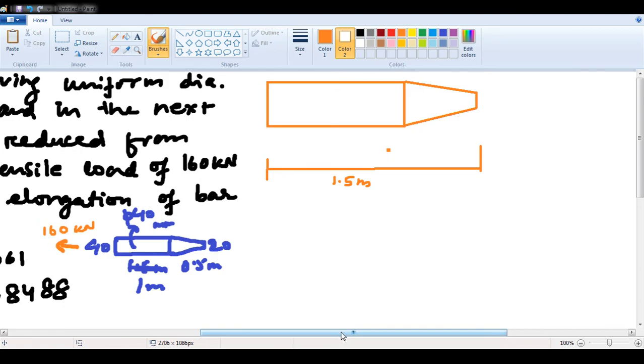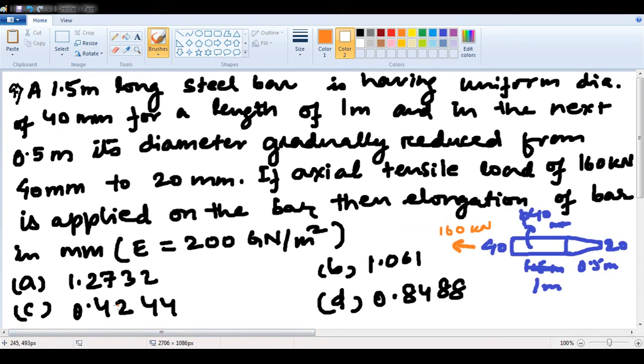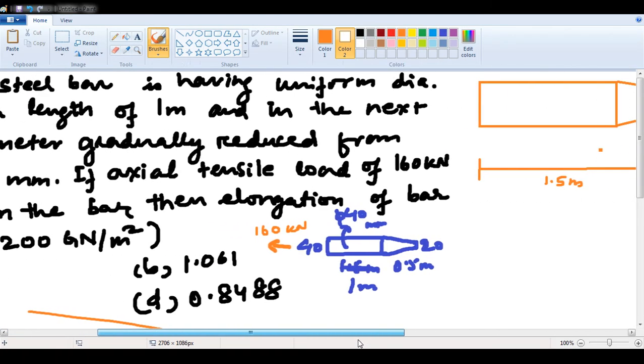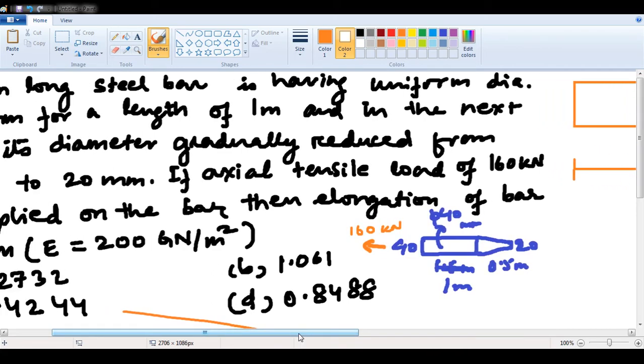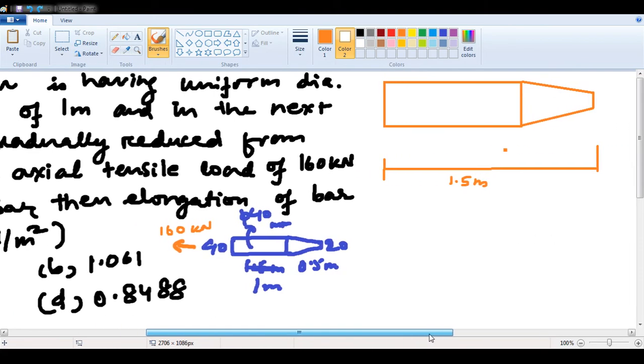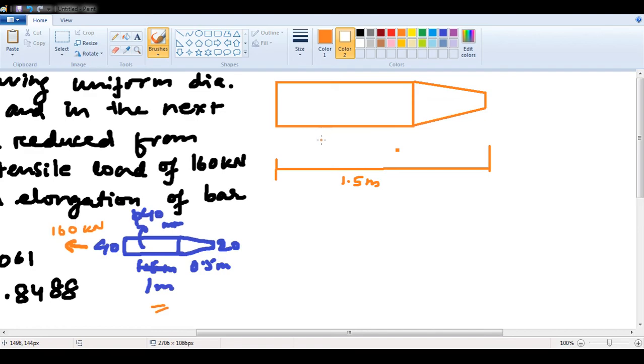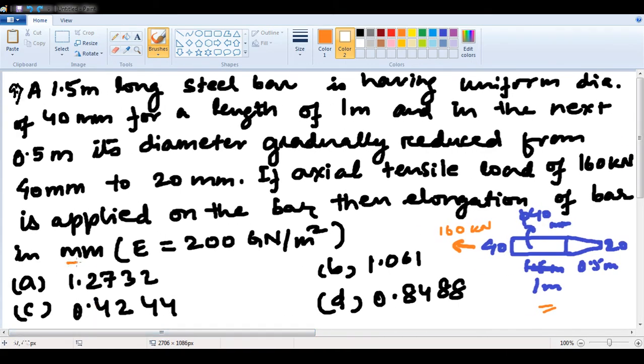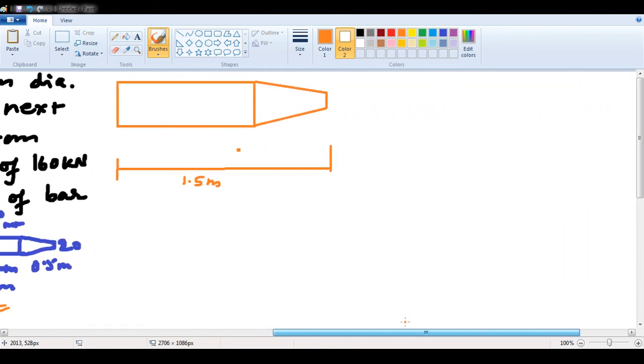Meter, but what is telling? After 1 meter, the uniform. Let's have a... So this is 1, right? So 1 meter. This is 0.5 meter. In simple, I'll write it in mm because the question is asking to find in terms of what? Mm. Correct, no? See here, the question is asking what? In mm. So I'll keep everything in mm.